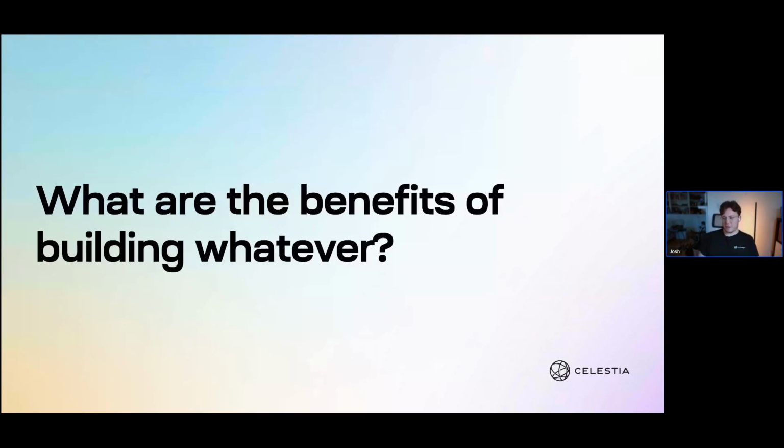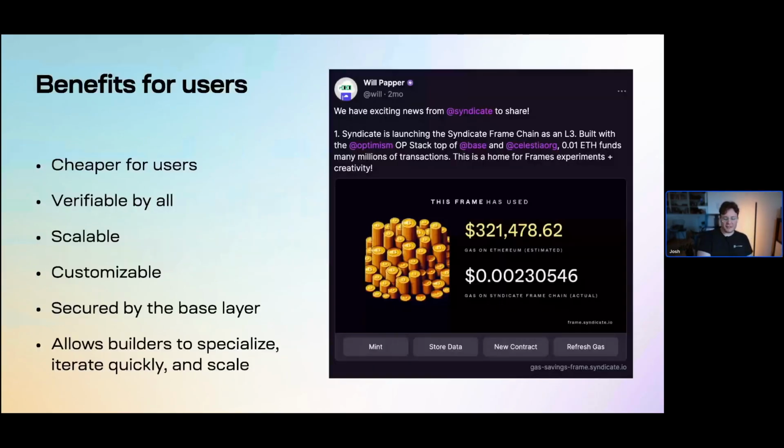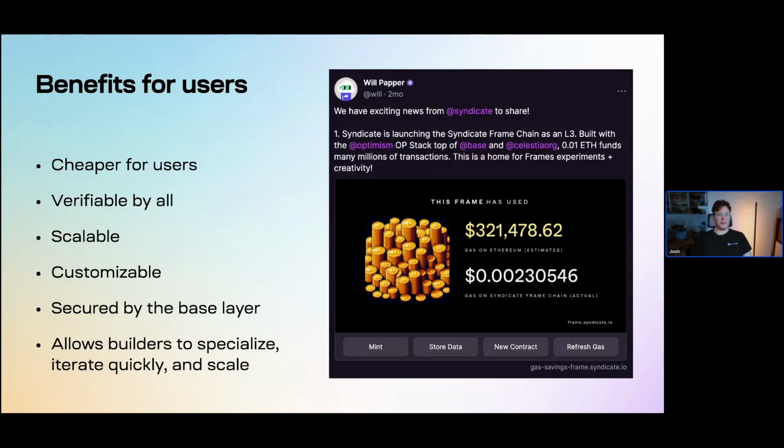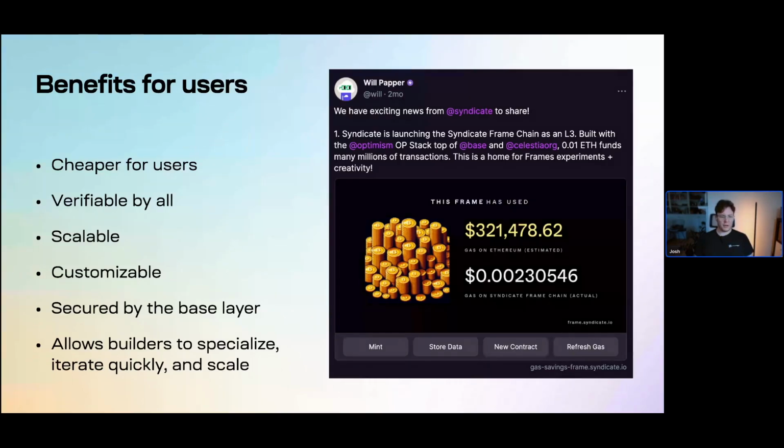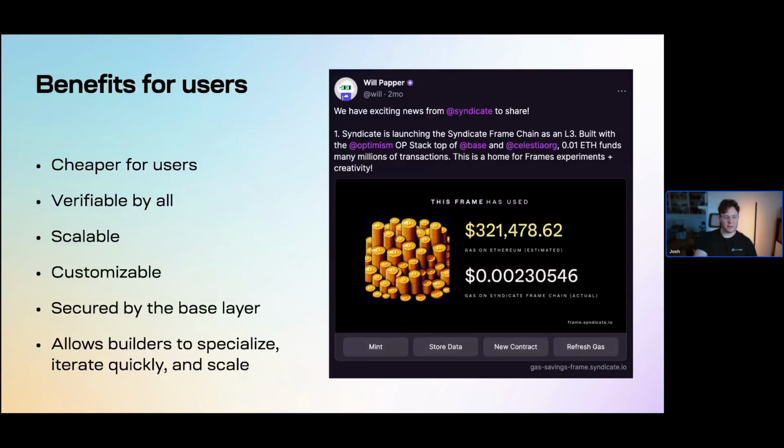So what are the benefits of building whatever? My timer's going. So yeah, the biggest thing here is benefits for users. Building with Celestia underneath makes your application or your chain, whatever it is, cheaper for users. It makes it verifiable by all with light nodes. It makes them scalable, customizable, and secured by the base layer.